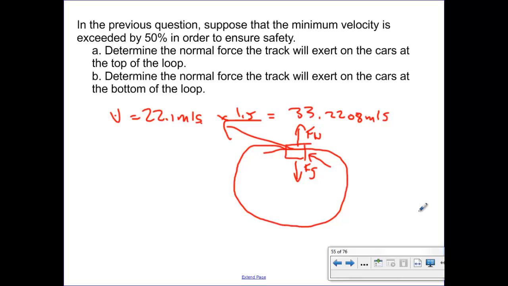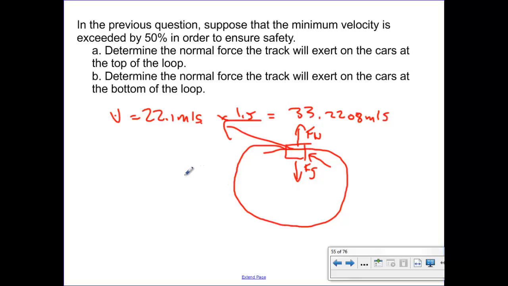Is there tension keeping you going in a circle? No. The normal force of the track is almost like the tension here. If your track cannot handle a certain amount of normal force, the track would then break. As you go around the track, the train would bust the track and you'd go flying off in a trajectory. That'd be horrible. Upside down.